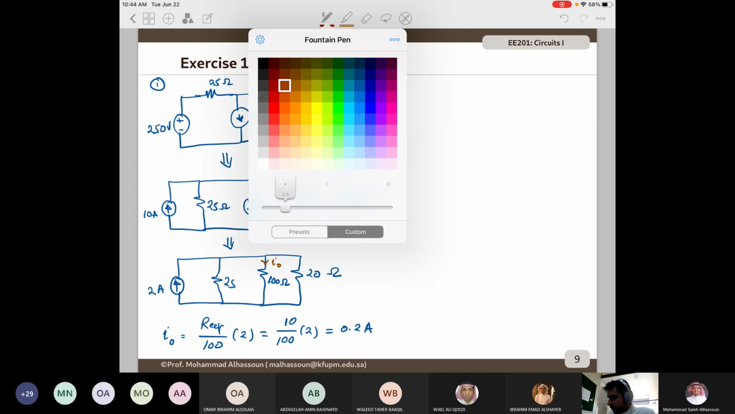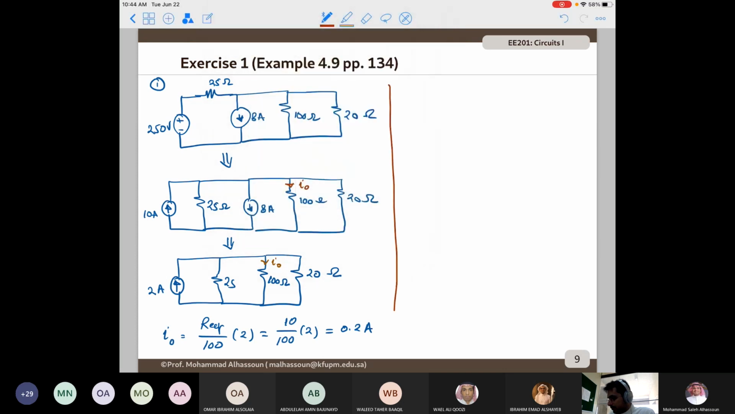So now I have 0.2 amperes. So V naught will be 0.2 multiplied by the resistance, which is 100, and this is going to give me 20 volts. So V naught is 20 volts.